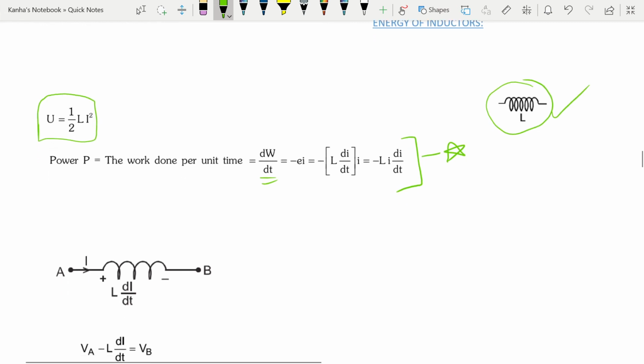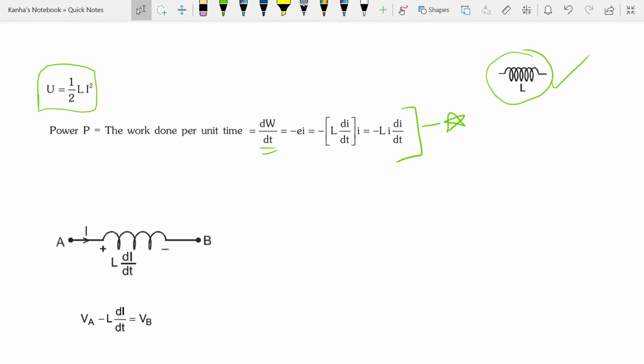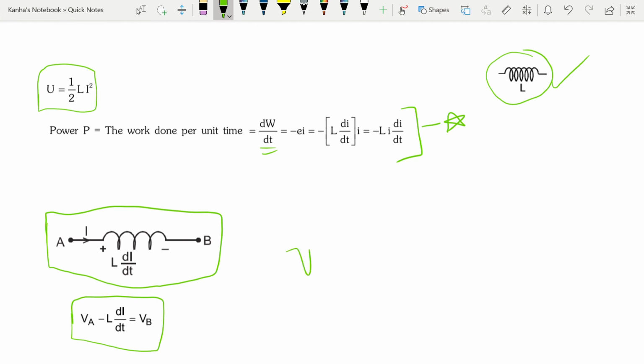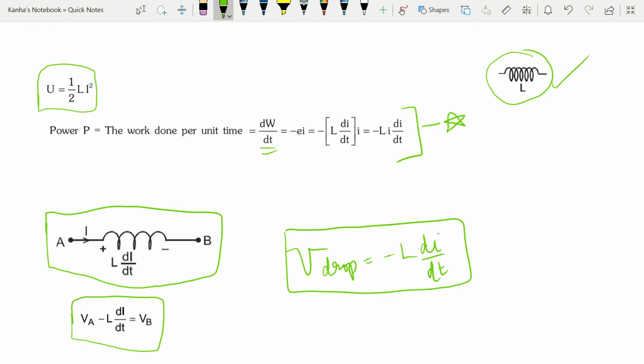Also, what you should remember is when the inductor is present in a circuit, the potential that drops when you go from a position A to B is given by minus L times di by dt. So the potential drop is equal to minus L times di by dt. Note that the potential across this depends on whether the current is increasing in the circuit or decreasing in the circuit. So for the general form, you just mark it as minus L di by dt.